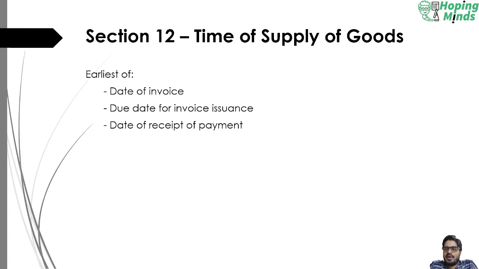So in short, we can say the earliest of the three events constitutes the time of supply in case of goods, that is date of invoice or due date of issuing of such invoice or the date of receipt of payment. For example, if goods are dispatched on January 10th, the invoice is issued on January 15th and the payment is received on January 8th, then the time of supply is January 8th as it is the earliest event.